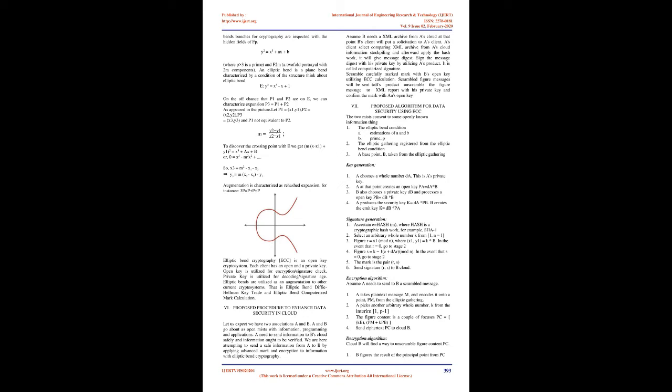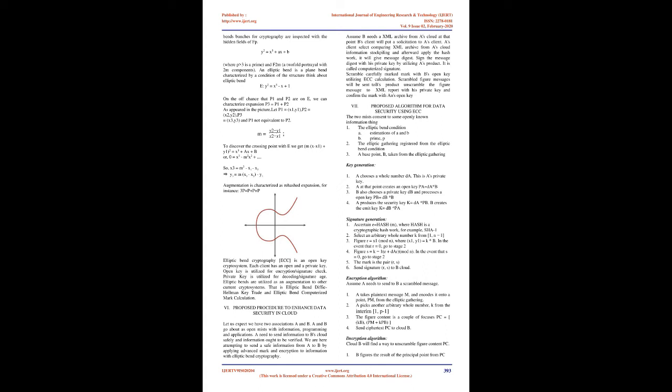6. Proposed procedure to enhance data security in cloud. Let us assume we have two organizations, A and B. A and B act as public clouds with data, software and applications. A wants to send data to B's cloud securely, and the data should be authenticated. We are trying to send secure data from A to B by applying digital signature and encryption to the data with elliptic curve cryptography.